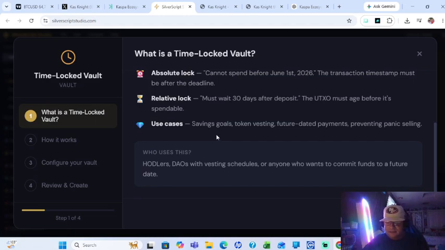Use cases, right? Savings goals. Token vesting, how cool is that? You can say these tokens don't unlock until this amount of time passes. Can't have weird backdoors all of a sudden coming out, it's coded in here. Future dated payments: you can put stuff aside so you don't spend it, and it only goes away if it's going to pay that certain bill.